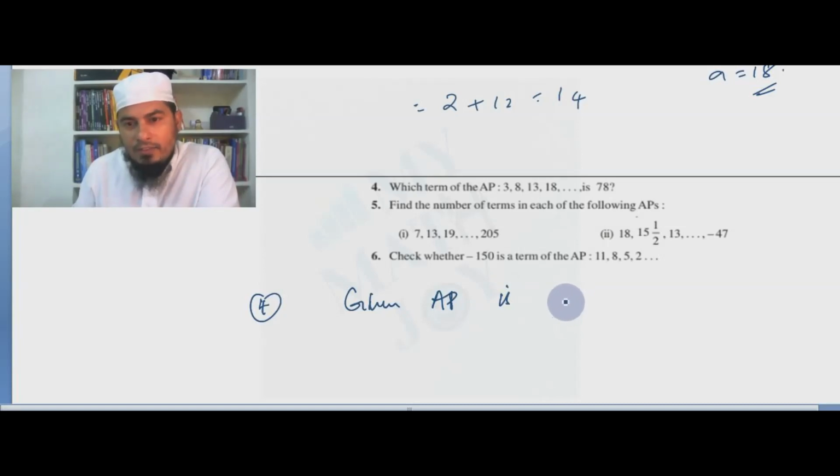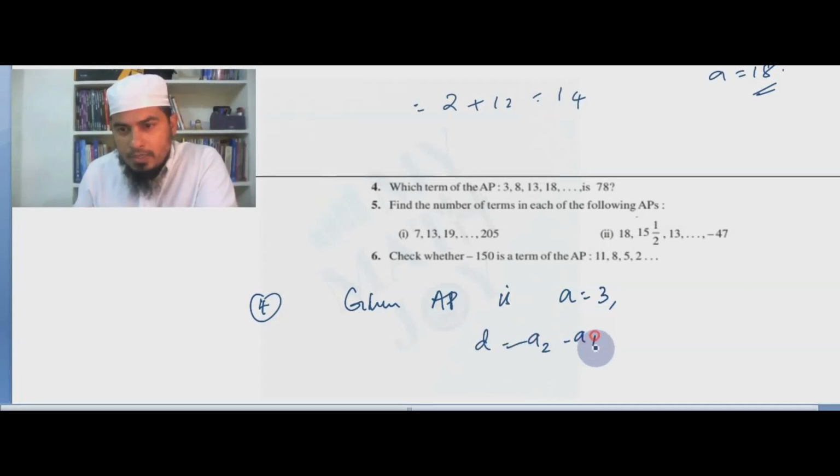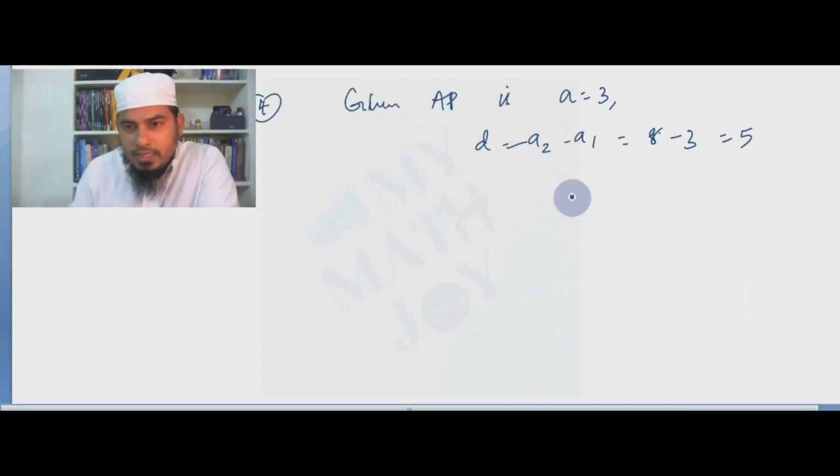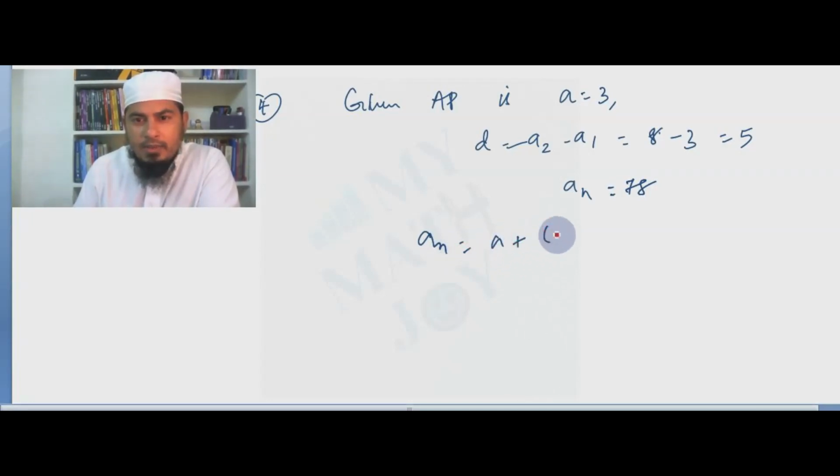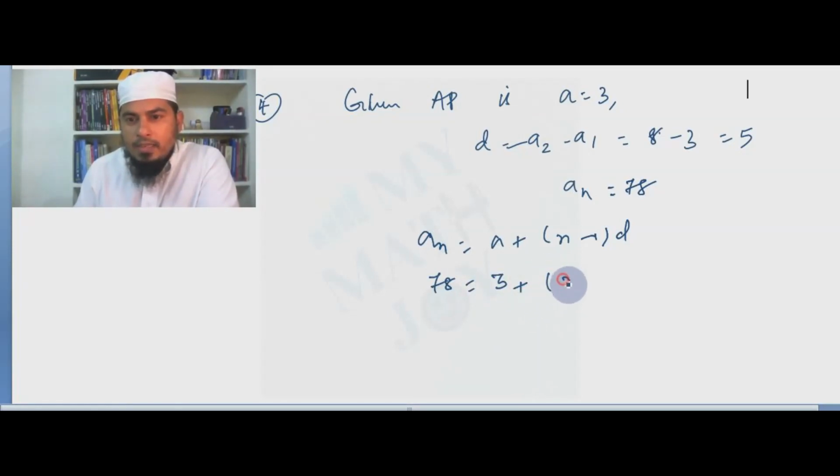Given AP: a is equal to 3, and the common difference is a2 minus a1, which is 8 minus 3, exactly 5. And an is equal to 78. I want the n value. So an is equal to a plus n minus 1 into d. an is 78, a is my 3, n minus 1 I don't know, d is my 5. The procedure is to transpose like this.